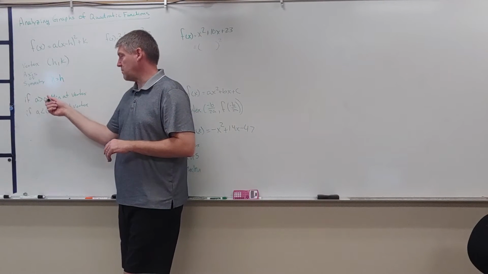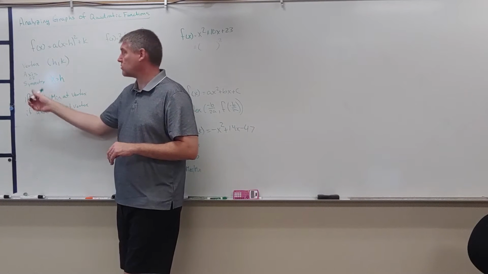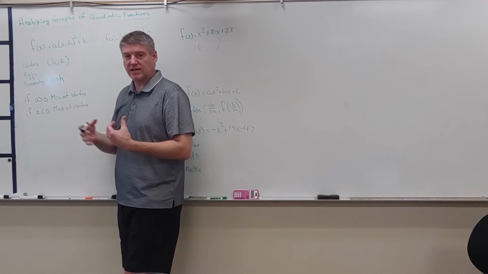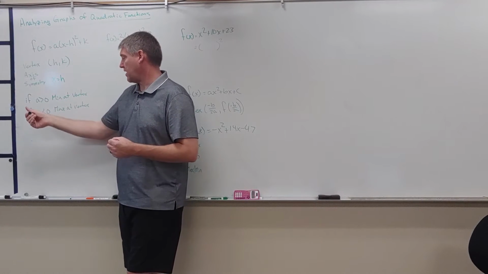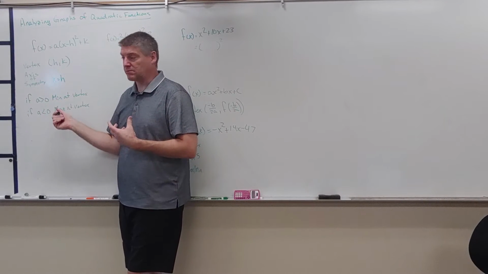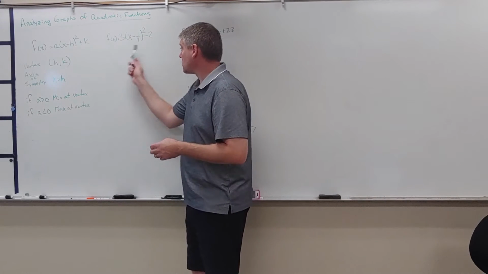I will have a minimum if a is greater than 0. So if I have a positive x squared, I'm going to have a minimum at the vertex. And if a is negative, I have a maximum at the vertex. So here's my first one.